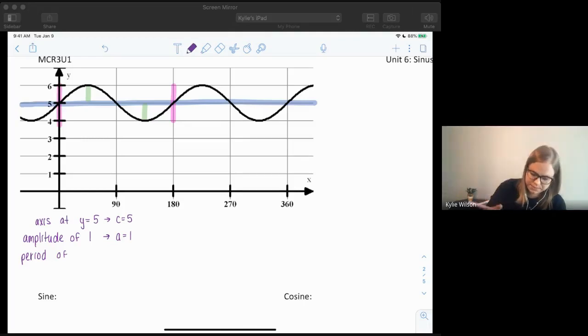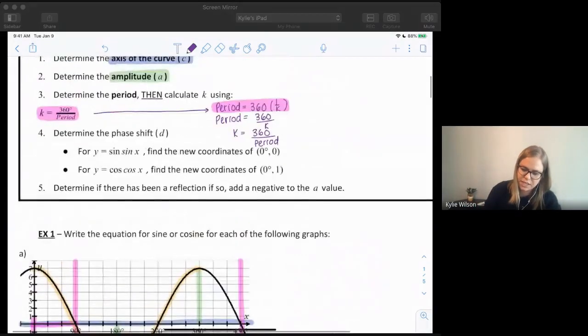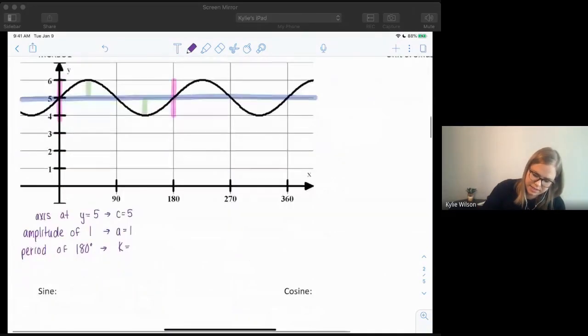K equals, and if I go up here to find my equation, you can use either of them. I'm just going to use the simplified one, but it's up to you. K equals 360 divided by the period, which is 180. So K equals 2. Next, we're going to look for a phase shift.